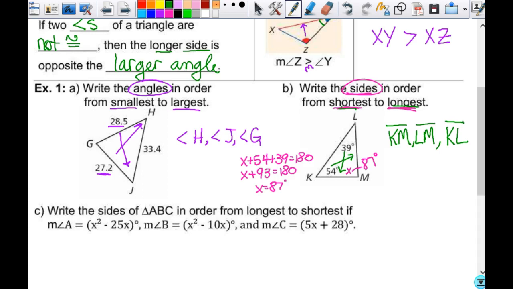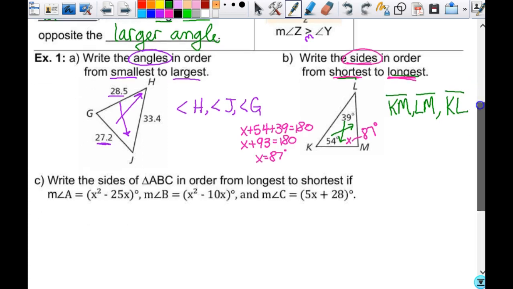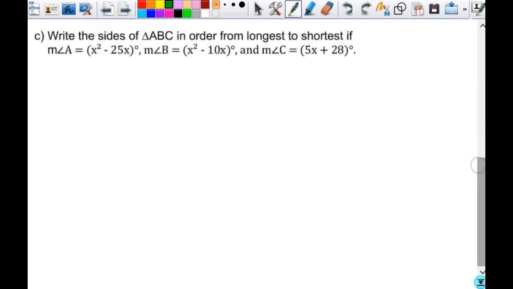All right, so the next one says, write the sides of triangle ABC in order from shortest to longest if this is true. So the first thing I need to do is draw myself a triangle. I have no idea what kind of triangle it's supposed to be. I'm just going to draw it where I can actually label stuff in there. We'll name this A, B, C. So measure of angle A is x squared minus 25x. Measure of angle B is x squared minus 10x. Measure of angle C is 5x plus 28.